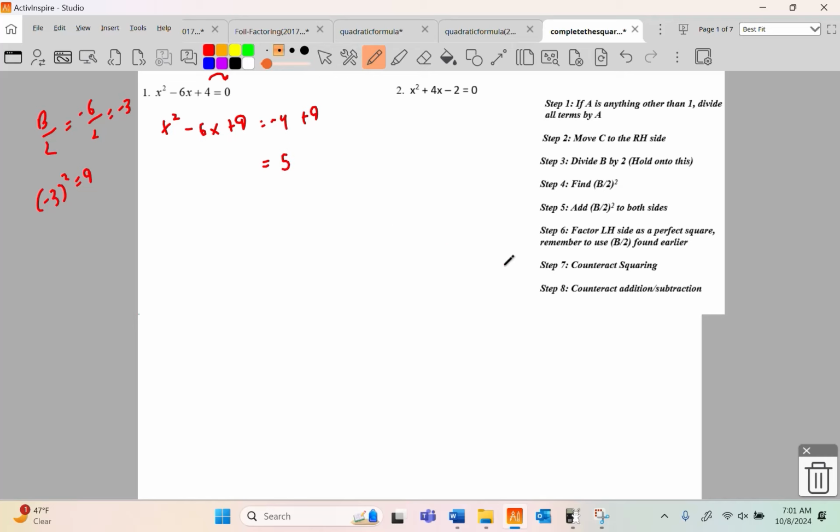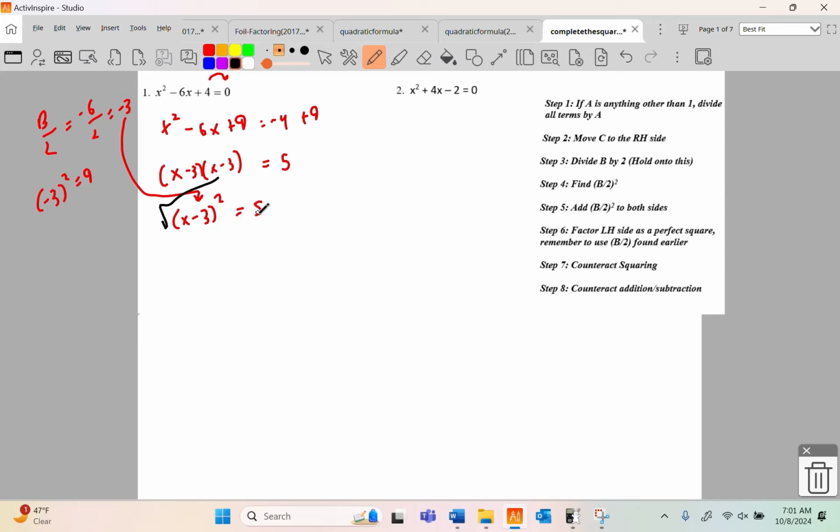Step 6 is to factor the left-hand side. Factors of 9 are 3 and 3. And if they're both negative, negative 3 plus negative 3 is negative 6. If something's written twice, it was squared. As soon as you get b over 2, you know how it factors. All right, so now we're at the stage where it talks about counteracting squaring.